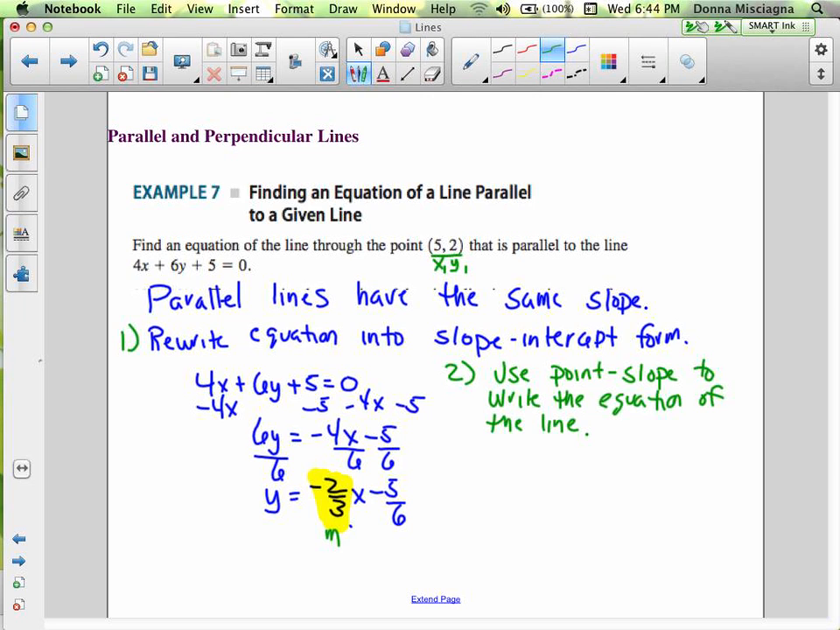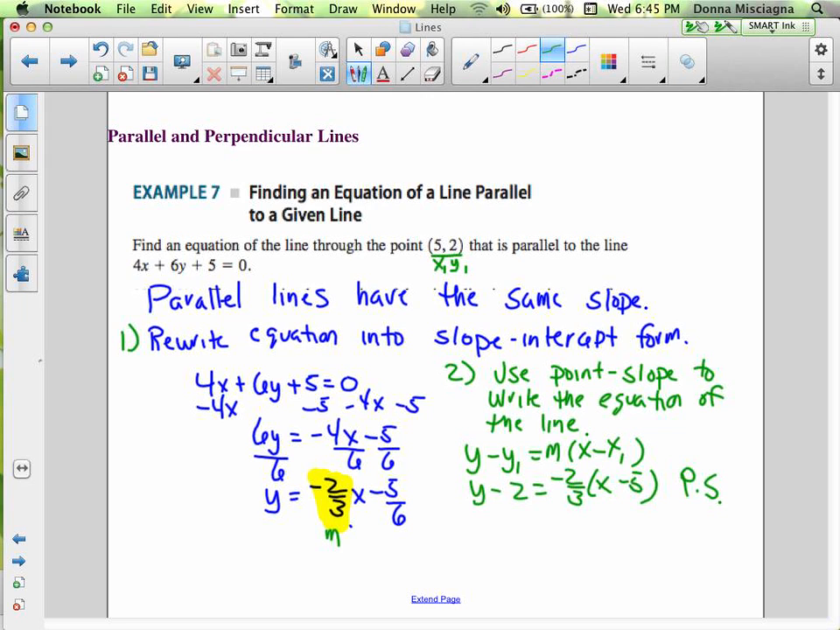Right, so we have y minus y1 equals m times x minus x1. You're going to replace the x1, y1 with the (5, 2). So that would be y minus 2 equals, and you'll replace the slope with negative 2/3, so negative 2/3 times x minus 5. So this would be our equation in point-slope, perfectly acceptable equation of the line.